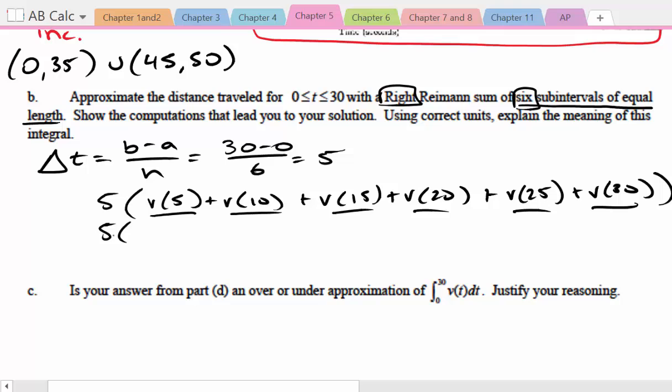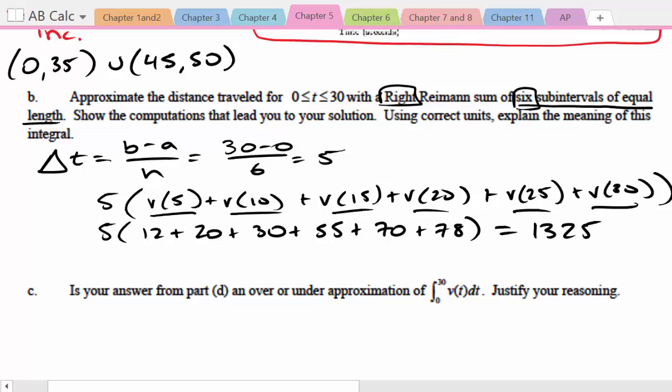If I use a table and I plug in the numbers from the table, they will be 12 plus 20 plus 30 plus 70, 55, plus 70 plus 78, which gives me a total of 1,325.